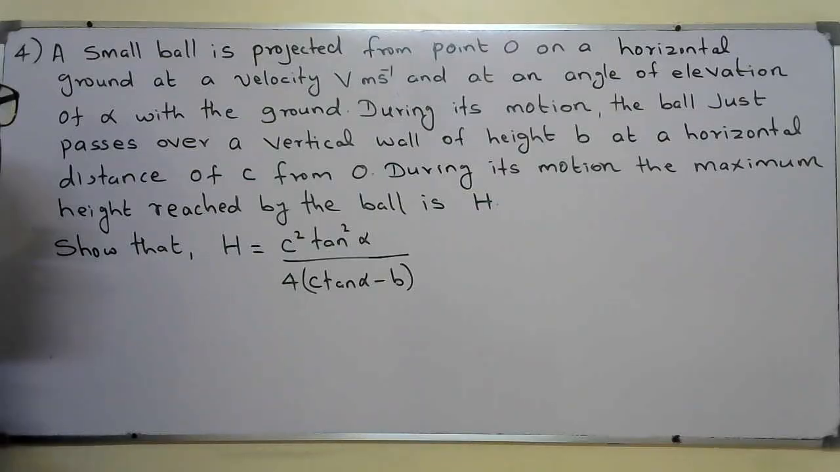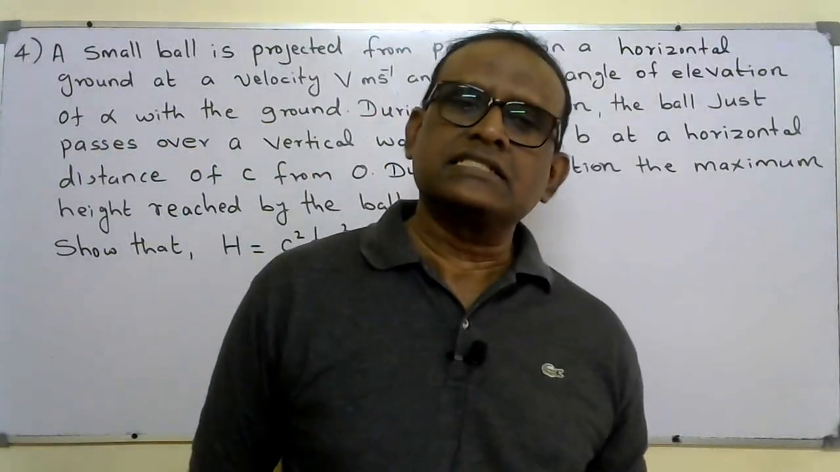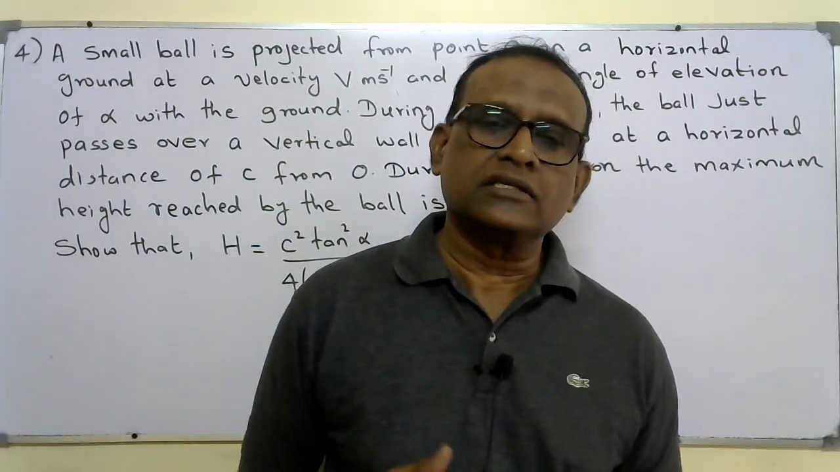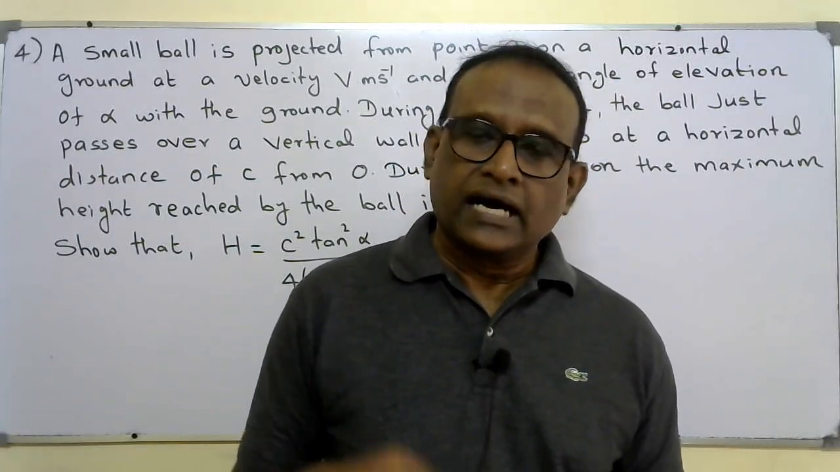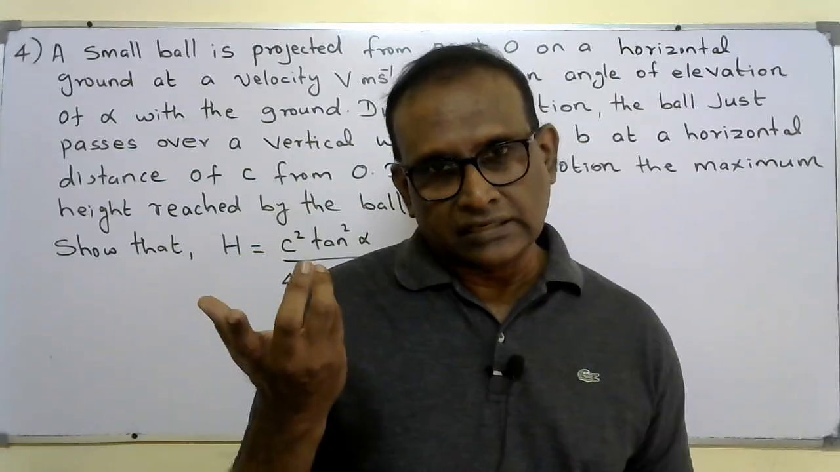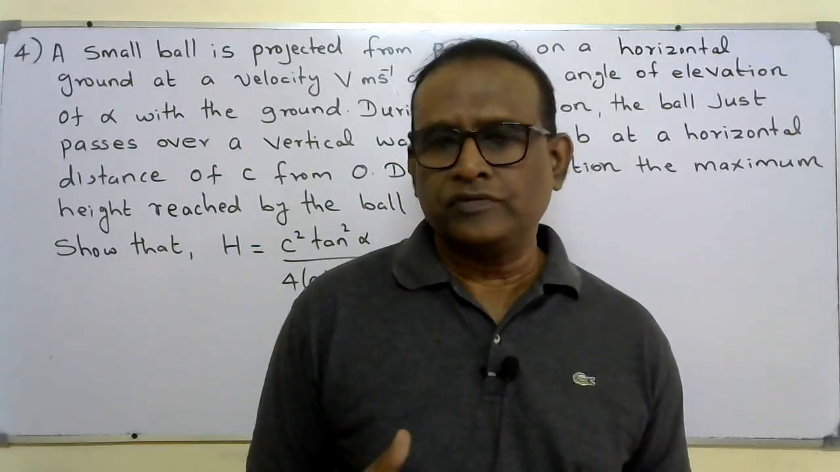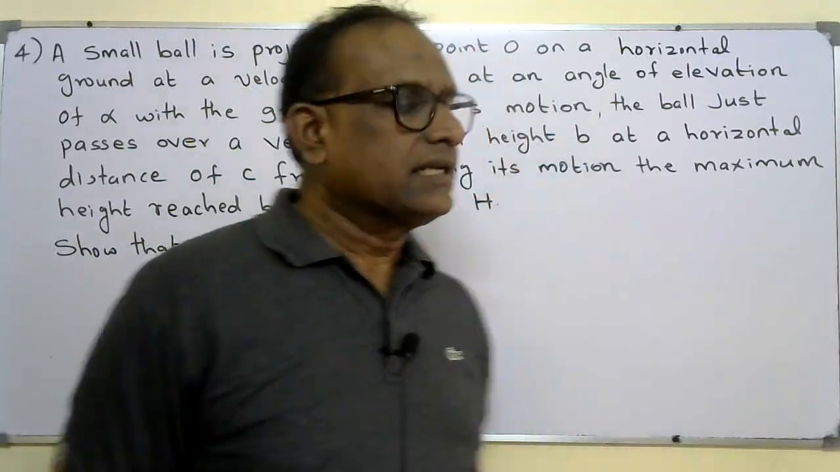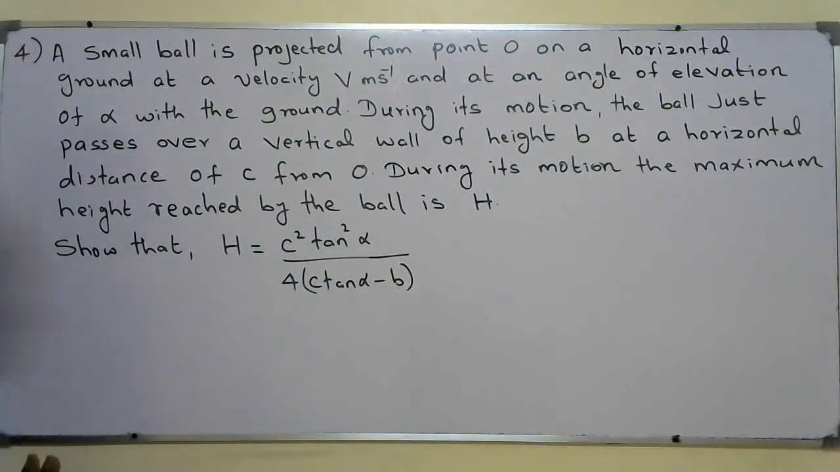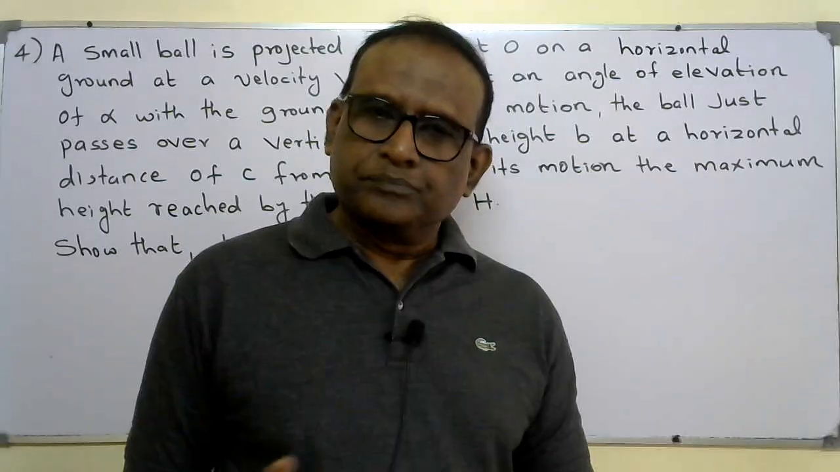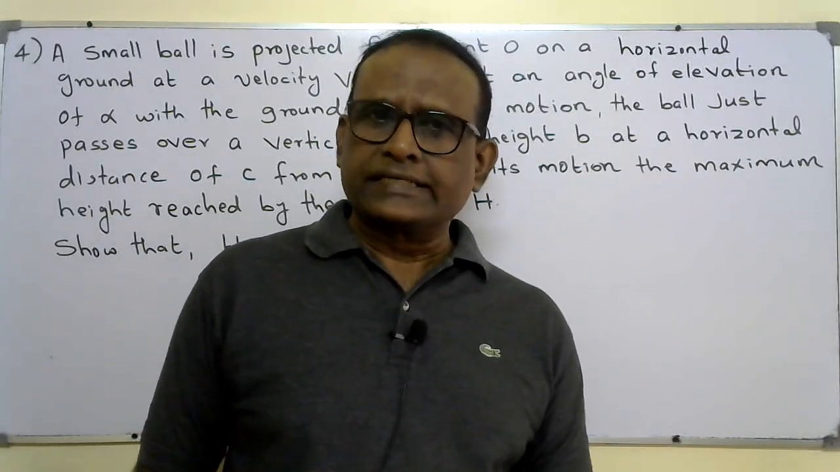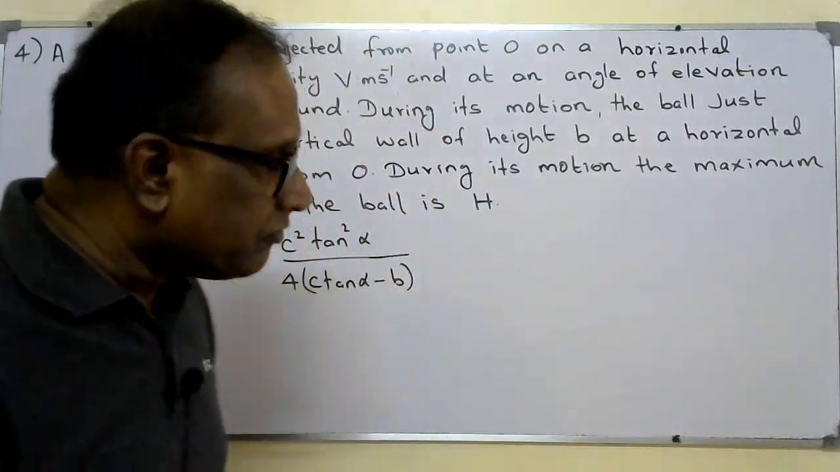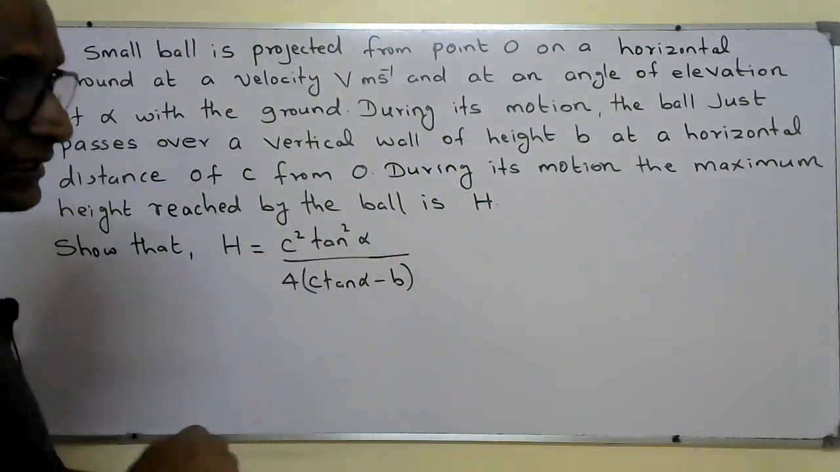So nothing, we'll use the normal equations. For maximum height, we can use vertically v squared equals u squared plus 2as, at the highest point where the vertical component of the velocity is 0. From that, we'll solve it to get this format. I already said the concept related to projectile motion is the same and we are using it, but we have to get a different final answer.